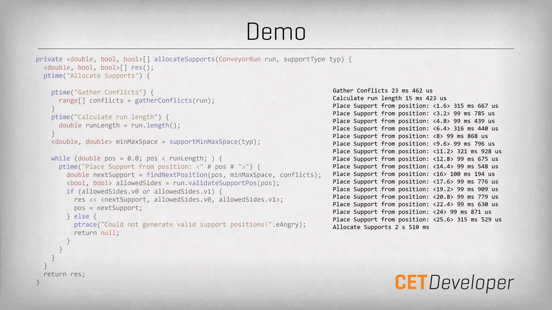You may have noticed that some of these outputs here, the place support from positions, most of them take 100 milliseconds, but every once in a while it takes over 300 milliseconds. So even though this wasn't super accurate, we did get some interesting information. We'd see that sometimes it takes unusually long to place these supports, and so we know there's something there we might want to look into and debug further.